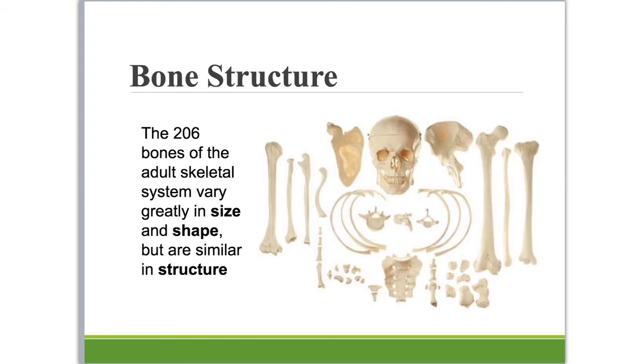There are 206 bones in the adult human skeleton. Babies are born with more bones because the bones of the skull have not fused together. So it's about 270 distinct bones as infants, but by the time you're an adult, you are down to 206 bones. They come in a variety of shapes and sizes, but they're all similar in their structure. They're put together in basically the same way.